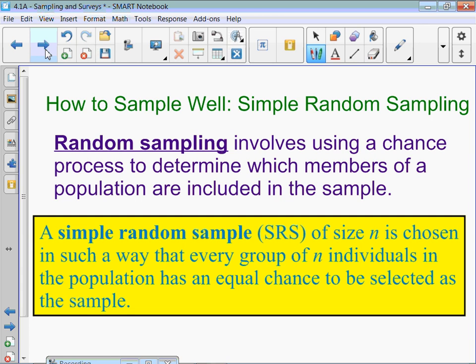All right. But what is random sampling? So random sampling involves using a chance process to determine which members of a population are going to be included in the sample. This one is a really important definition in yellow here. A lot of people didn't quite get this last year. So a simple random sample, or we call it an SRS, of size n is chosen in such a way that every group of n individuals in the population has an equal chance to be selected in the sample.